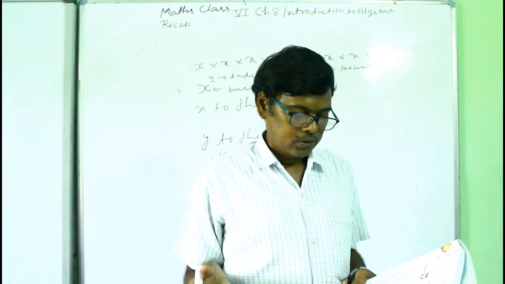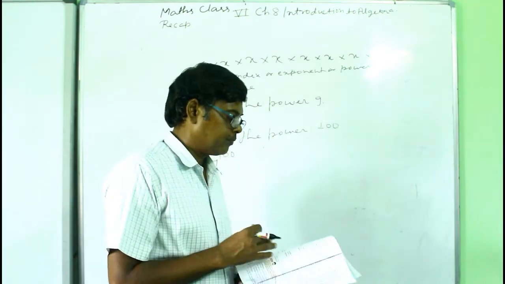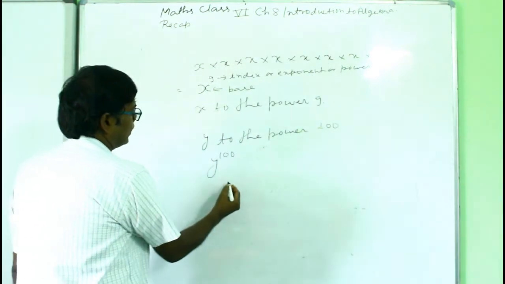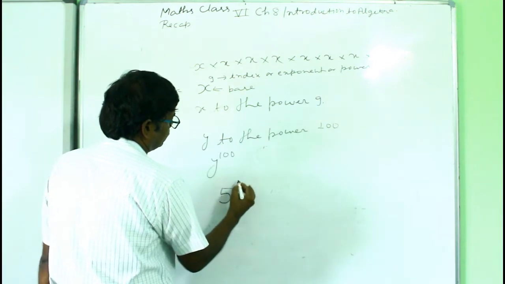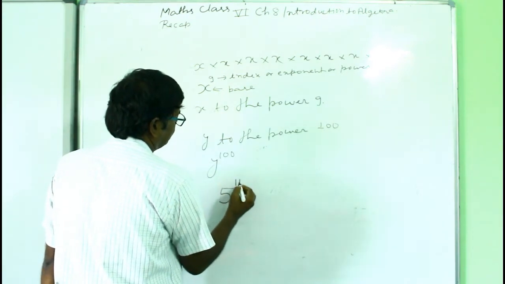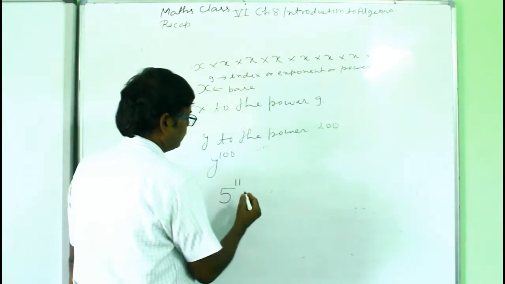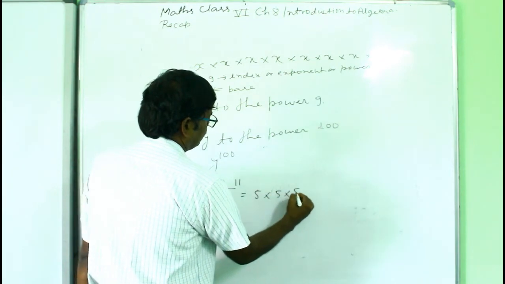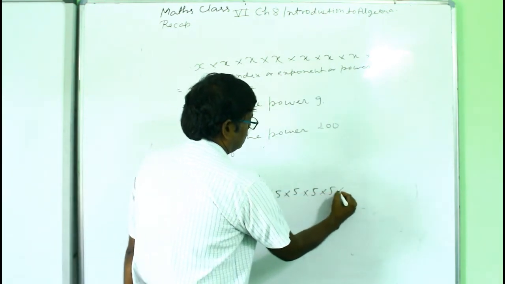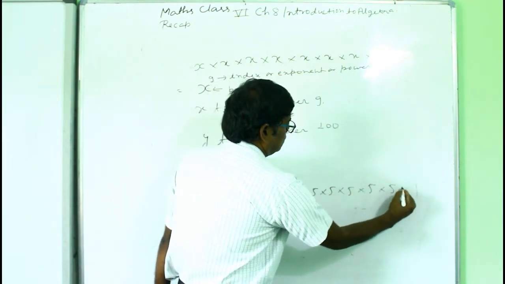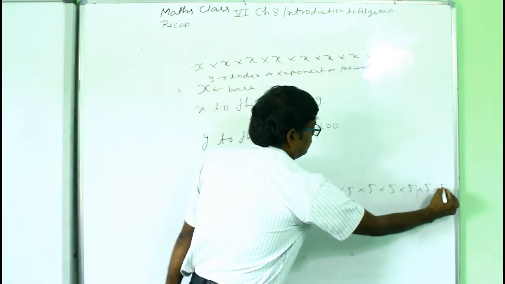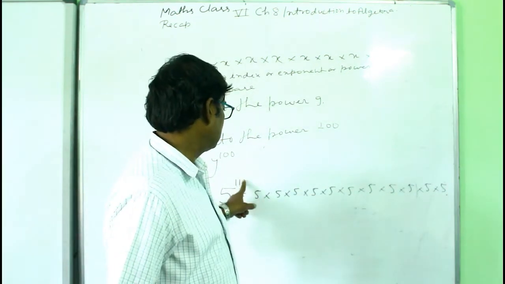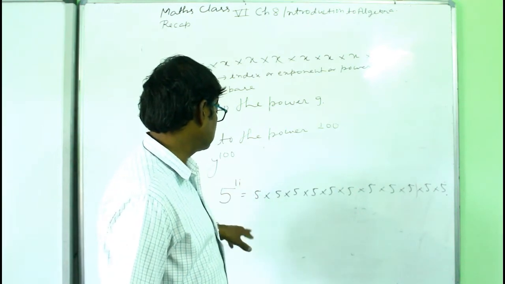These are called the exponential form of the number. For example, if you write any number like 5 to the power, suppose, 11, this is called the exponential form. It means that you are multiplying 5 11 times, like this. So this is the exponent, power or index, and this is the base.